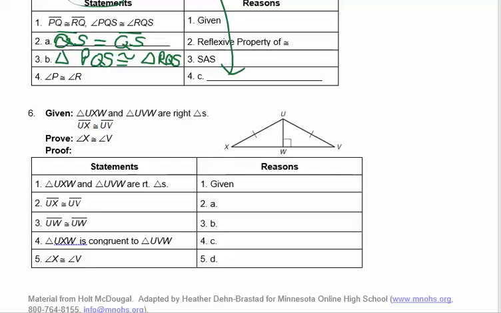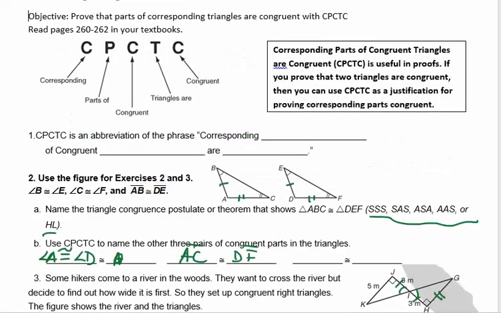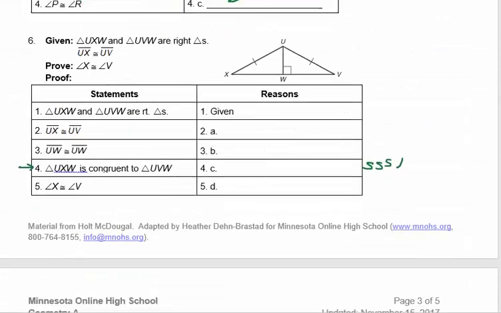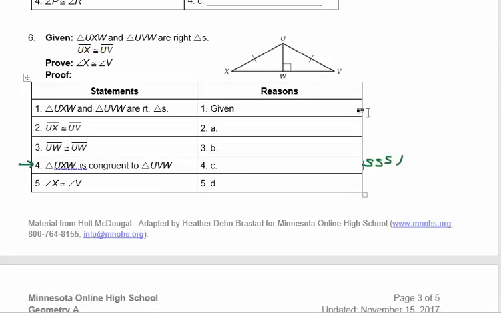In number 6, the statements are all here, and you need to name the reasons. Some of these might be given, some of them might be reflexive property, and then when you get to step 4, when you have that one triangle is congruent to another triangle, you need to decide, is that because of SSS? Is it because of SAS? Is it because of HL? You've got to figure out what is the reason that I'm able to say that, and then from there, you're able to use CPCTC after you prove that the two triangles are congruent.